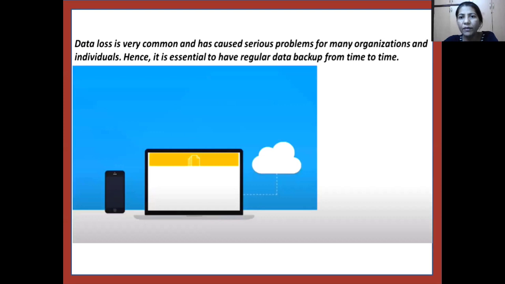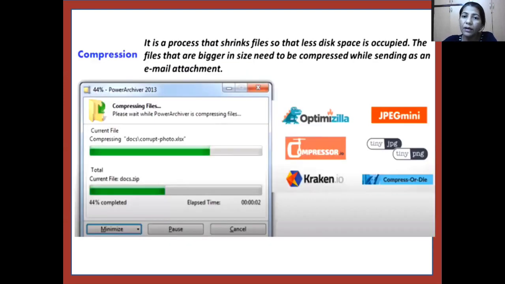Now, as we have heard, sometimes even in big companies the data gets lost or damaged. So what we need to do is make a habit of keeping a backup of our data. Fine. Now the next utility program is compression.